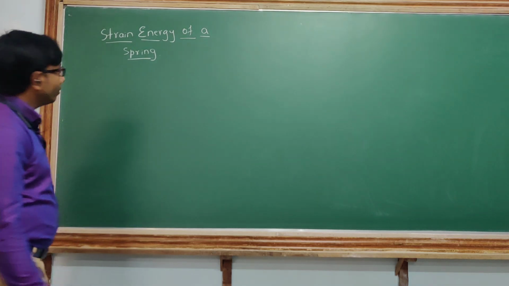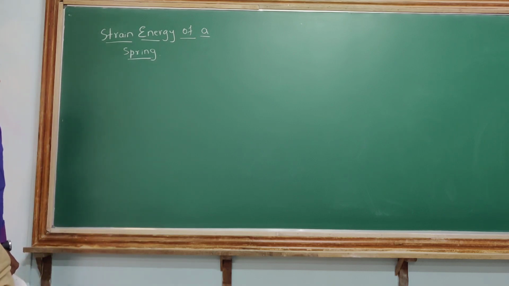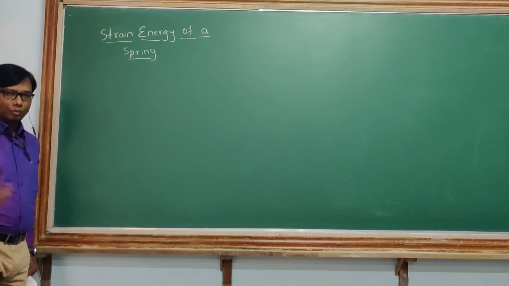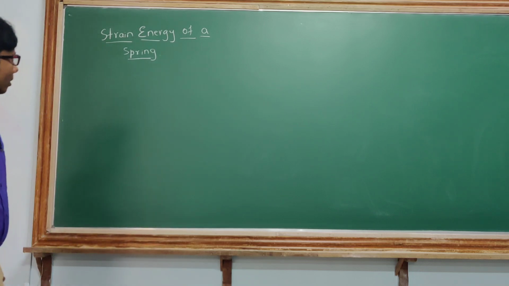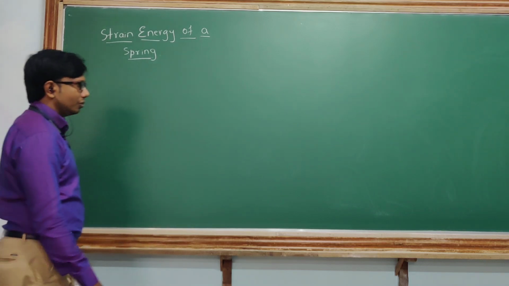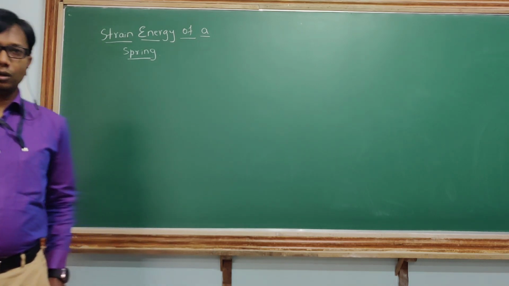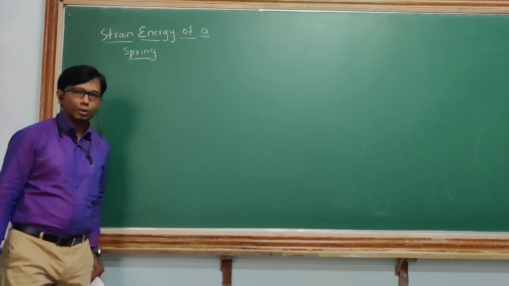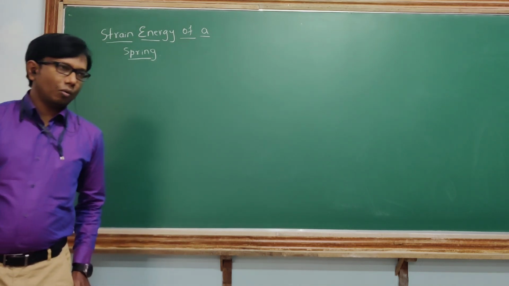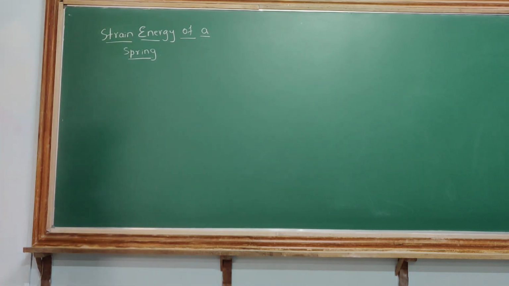In the last class we started with the strain energy of the spring. So today we will be seeing the same thing, how to calculate the strain energy of a spring. Strain energy is the internal energy which is stored because of the deformation within the elastic limit. So if a body is being stretched within the elastic limit, strain energy is induced in the body. So what will be the mathematical equation for the strain energy? We will just find out.